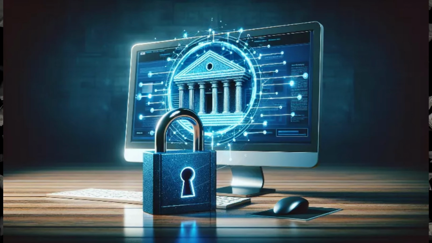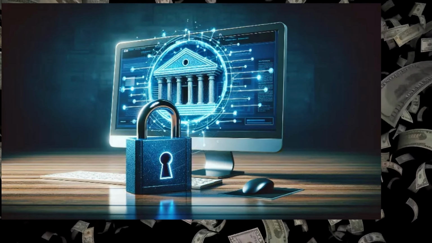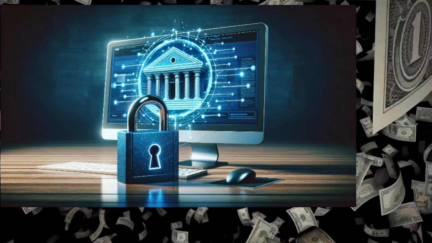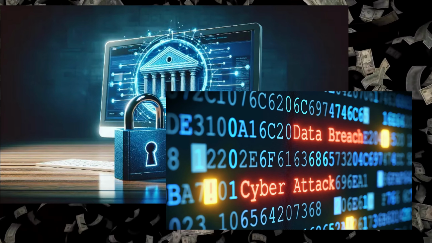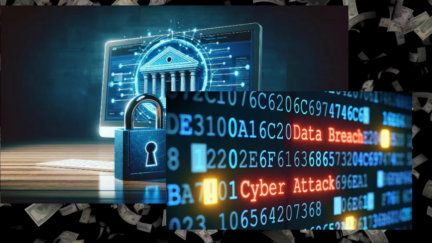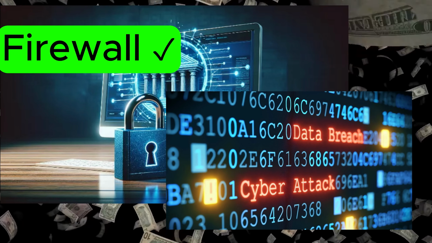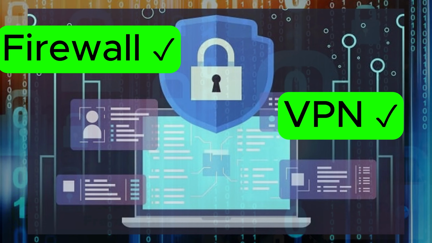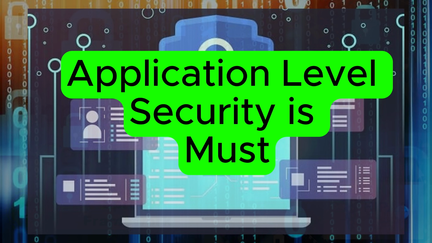Let us say you have a bank account like everyone else. You want that only you should be able to see your bank account details or perform some transactions. If proper security is not in place, then it is possible that someone else can access your account and transfer the money. Although we have security applied at so many levels, like we have firewalls, VPNs, and security even at the operating system level, but still application level security is a must.